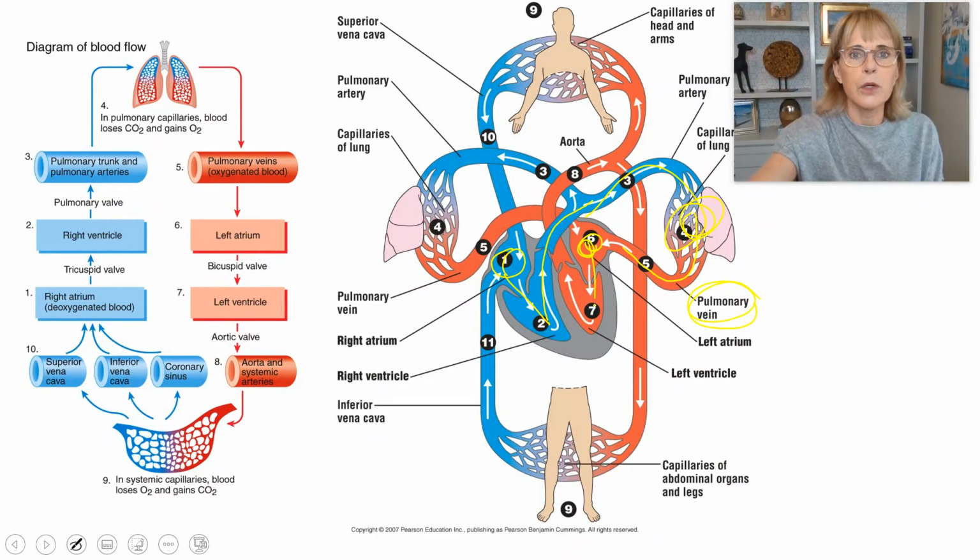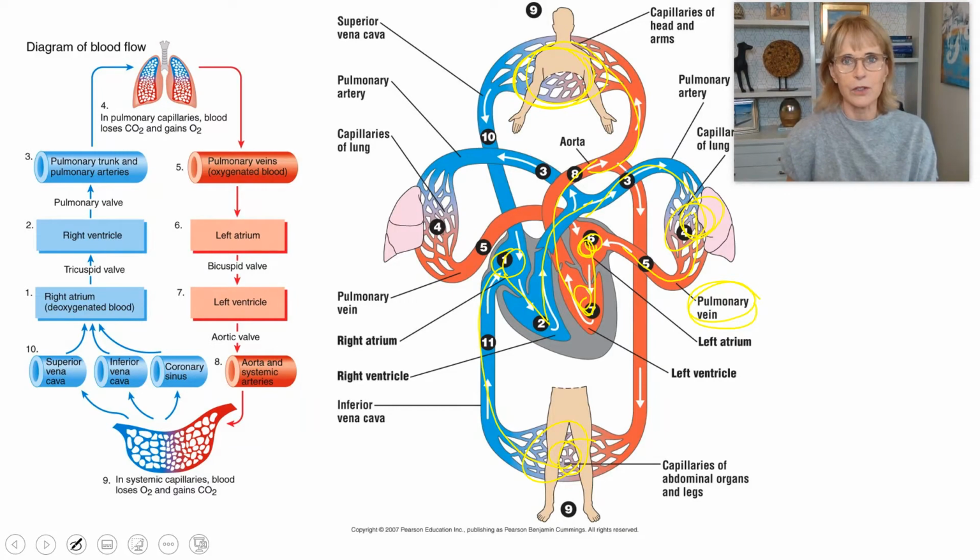From the left atrium, it goes into the left ventricle. From the left ventricle, it's going to go out through the aorta. Then it's going to drop off oxygen everywhere in the body, down in your little toes, and then it's going to come back through the vena cava and go to the right atrium.